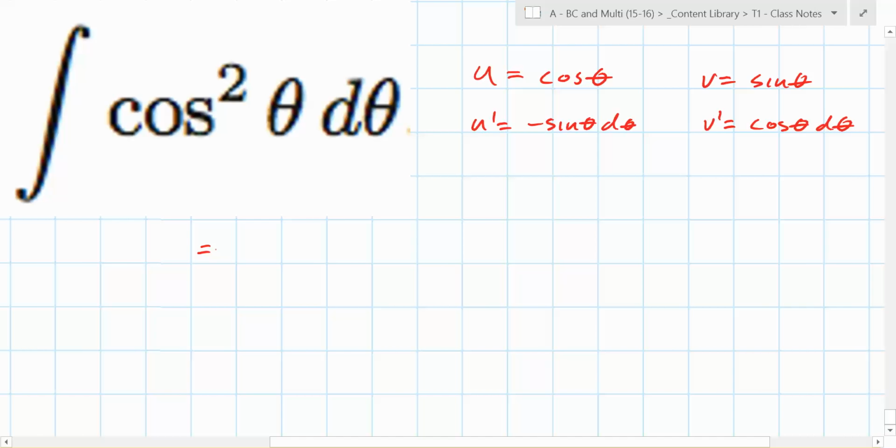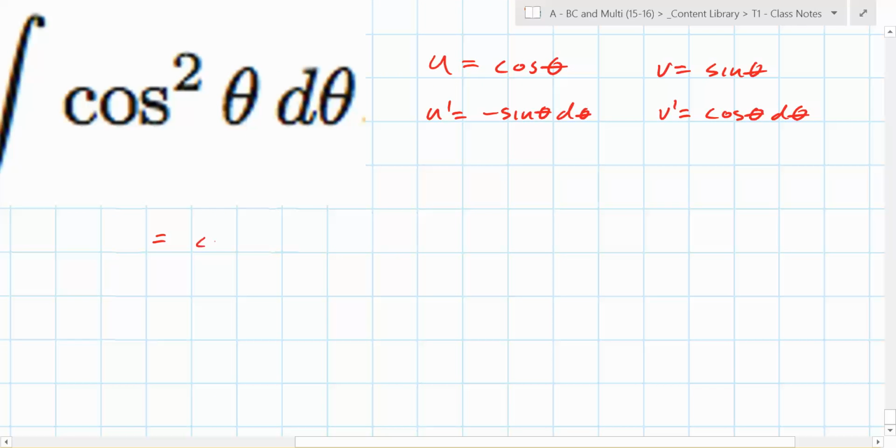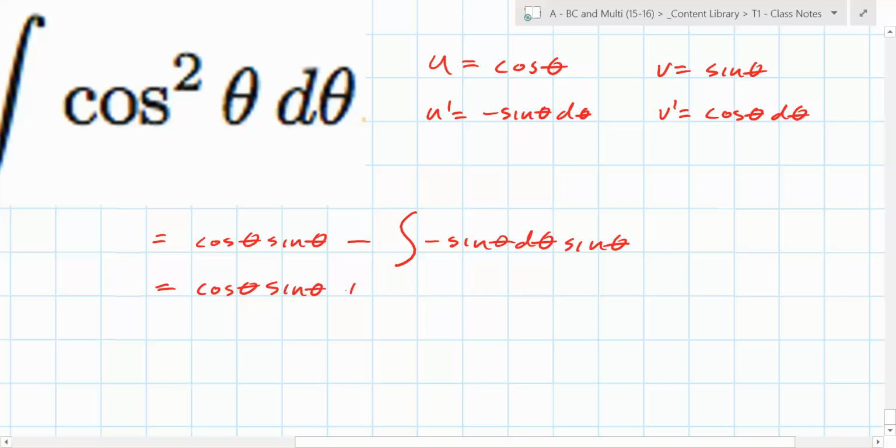So this is going to equal what? What's u times v? Cosine theta times sine theta minus, what, at negative sine theta d theta, times what? Sine theta. So we're cruising along, feeling good because things are working nicely. We're like, ah, this is cool. Plus what? The integral of what?